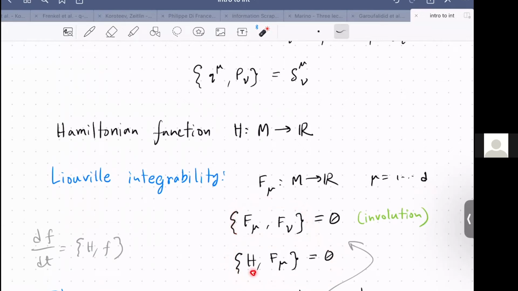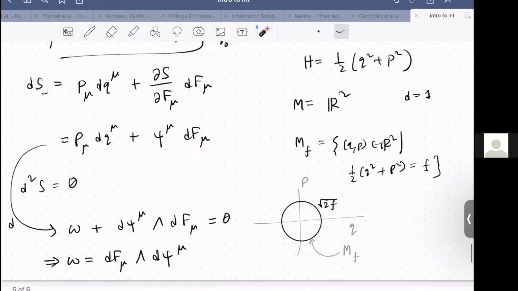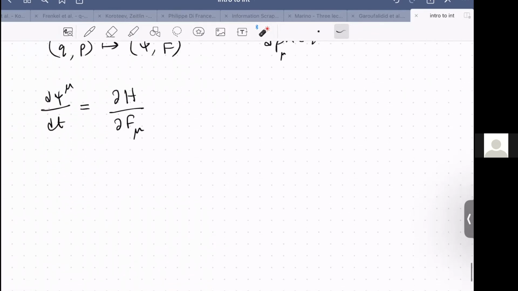So what that means is that H is not functionally independent of these Fs. So H can be written entirely as a function of the Fs. It can be a very complicated expression, all these Fs in some very weird functions. But regardless, you can always write the Hamiltonian as some function of these Fs. Well, okay, so why is that useful now?